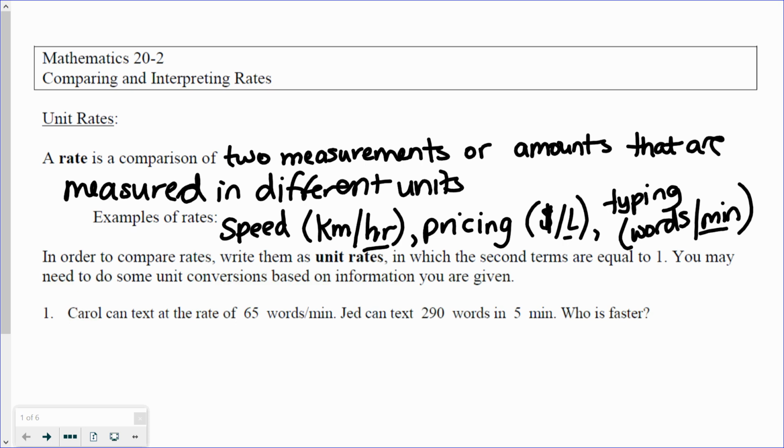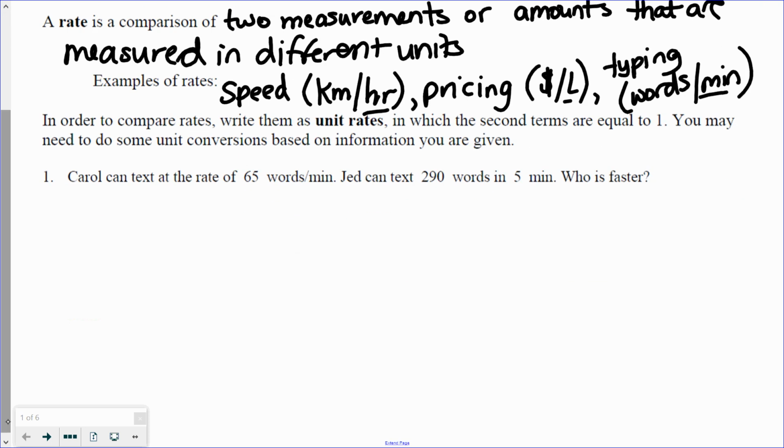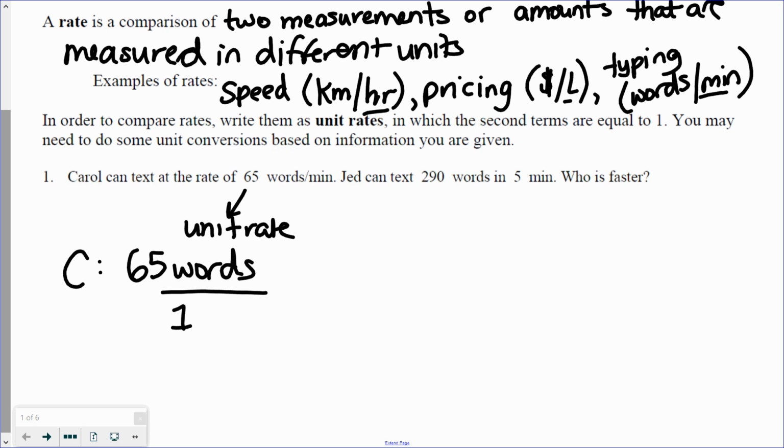So sometimes you have to do some unit conversions based on the information you're given. So in the first little example here, it says Carol can text at a rate of 65 words per minute, which is pretty fast. Jed can text at 290 words in 5 minutes. So Carol's here is a unit rate because it's saying the number of words per 1 minute. So 65 words per 1 minute.